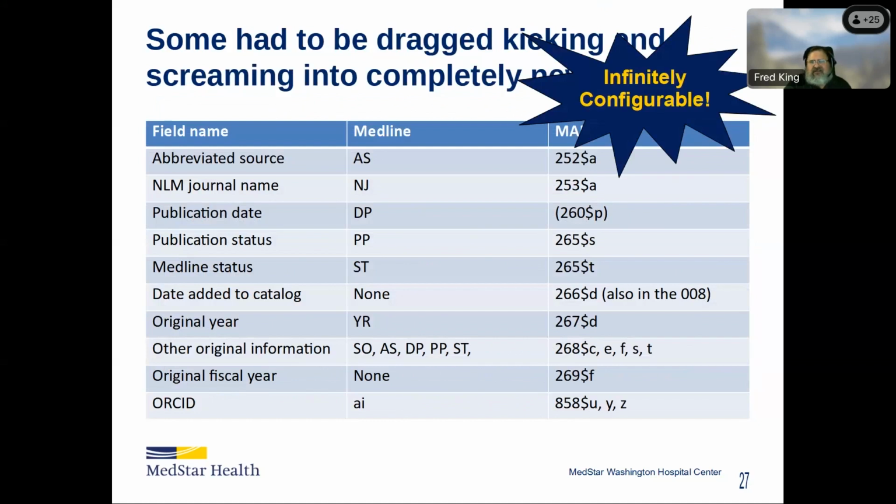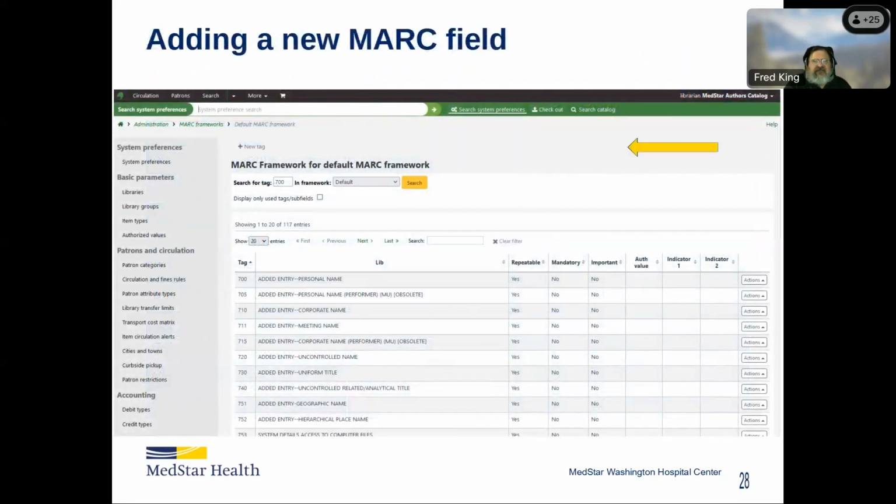Journal name, 253. Orchid. But your catalog doesn't have an 858? Well, mine does. As I say, infinitely configurable.